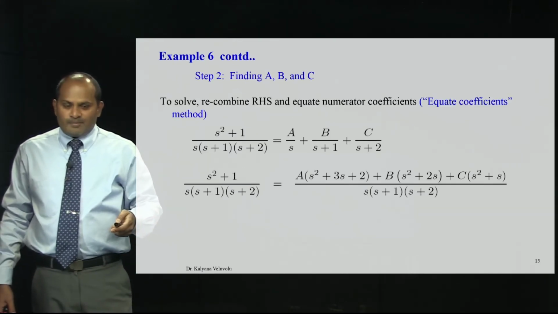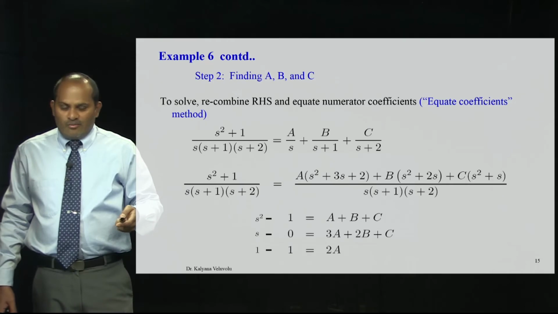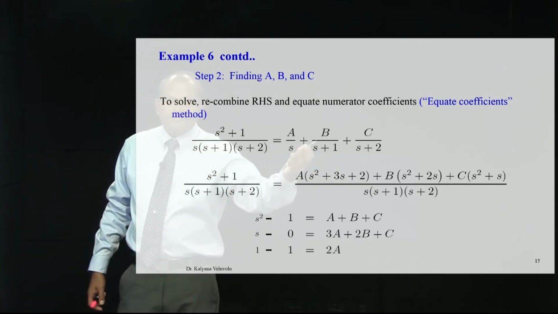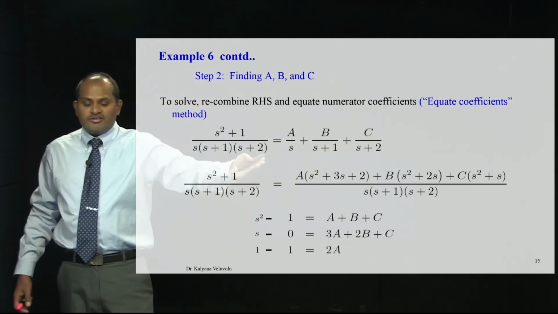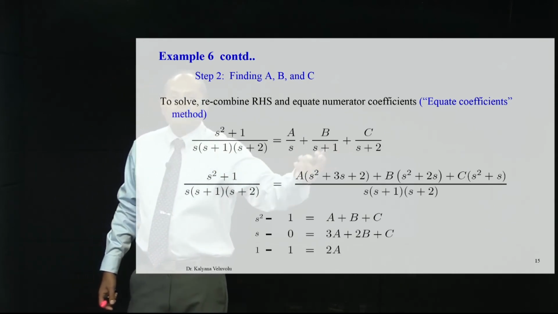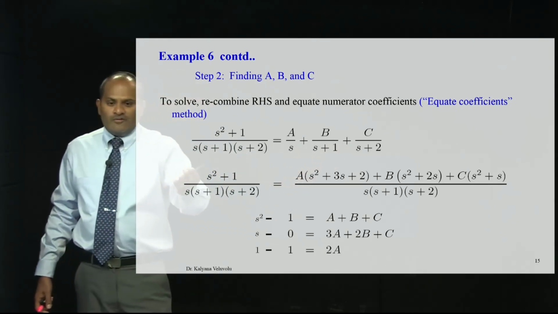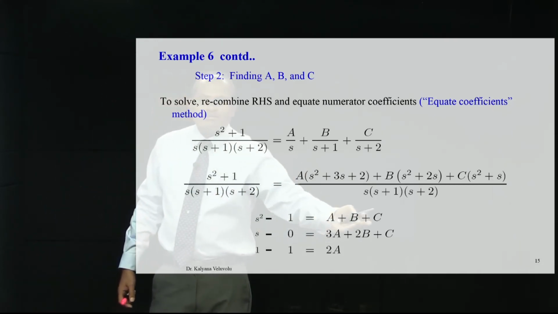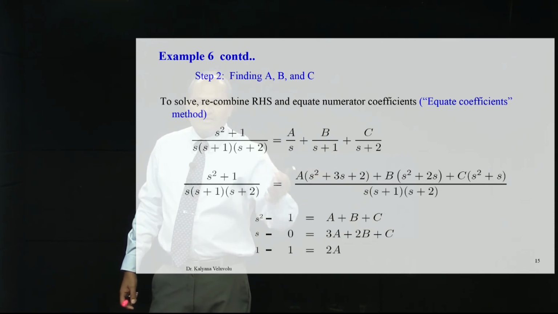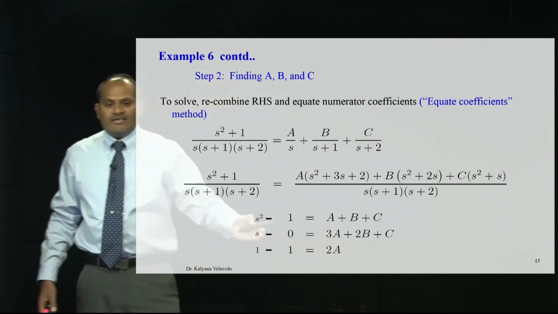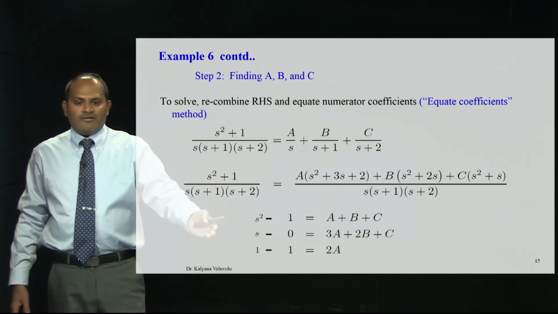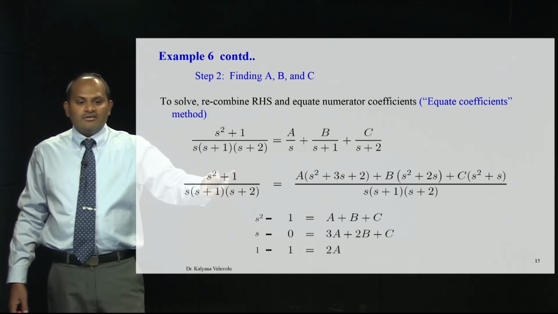So, what we do is we take a common denominator and then compare the terms, the expression on the right hand side with the left hand side. Since the denominators are the same, I can compare each coefficient of s power. The coefficient of s squared on the left hand side is 1, on the right hand side is A plus B plus C. The coefficient of s on the left hand side is 0, on the right hand side is 3A plus 2B plus C. In the same way, the numerical coefficient is 1 on the left hand side, and on the right hand side is 2A.